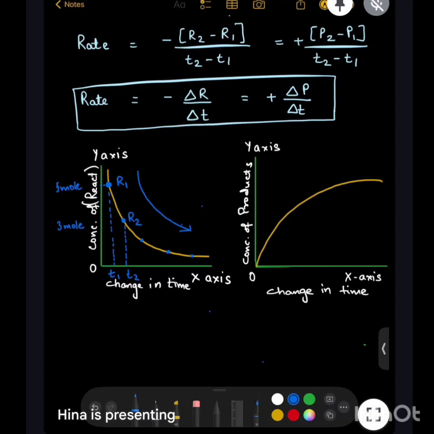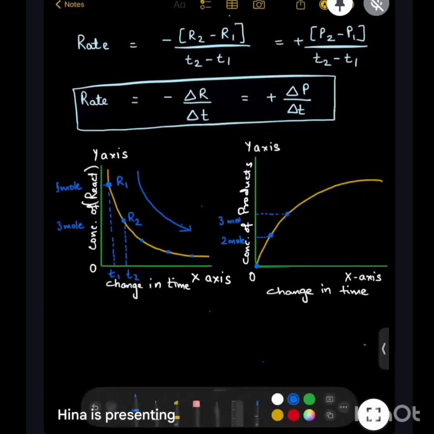Similarly, we can look at the concentration of the product. We know the initial concentration of the product is 0. Until the reactants are consumed, the products are not formed at the initial stage. But as soon as the reaction happens, the number of moles of the product keeps on increasing. Let us consider it is 2 moles. After some time, it will be 3 moles. Then it will be 4 moles.